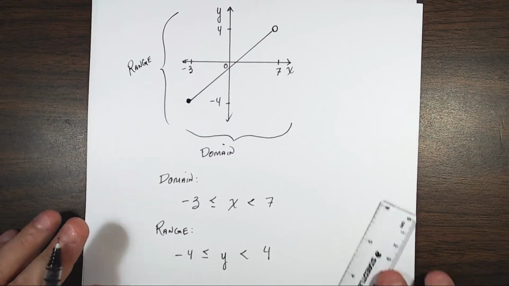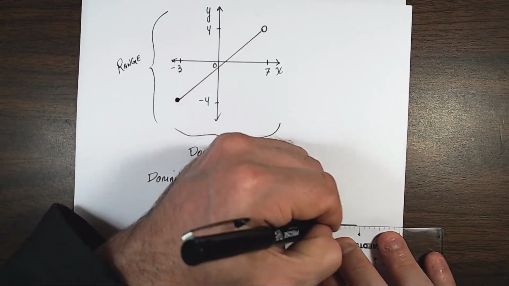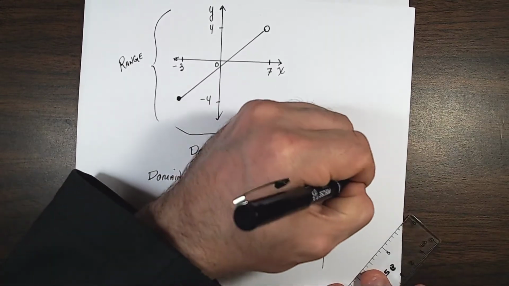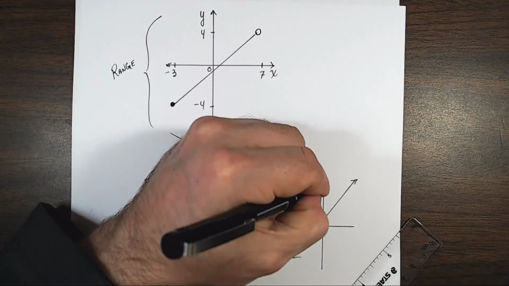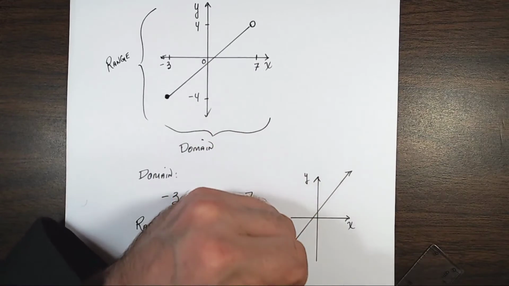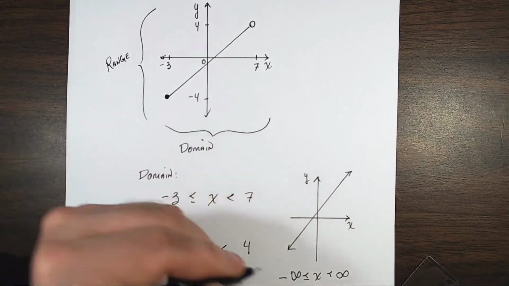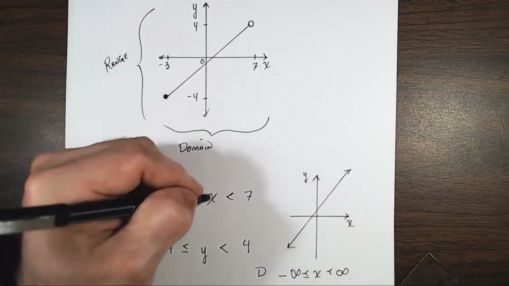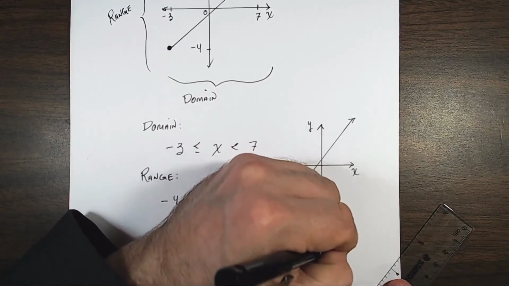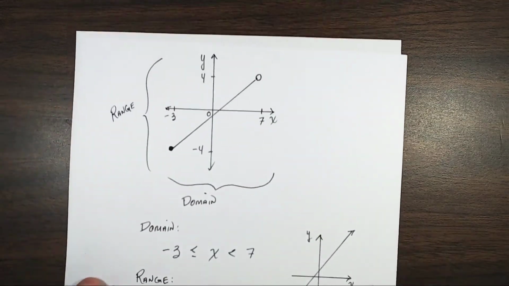And remember, just as a side note, if you have a graph where the graph itself is a line like this, once you establish that it's a function, which it is, the domain and range are -infinity less than or equal to x less than or equal to +infinity for domain, and for range it's -infinity less than or equal to y less than or equal to +infinity. Okay, that's for this one. So that's domain and range.